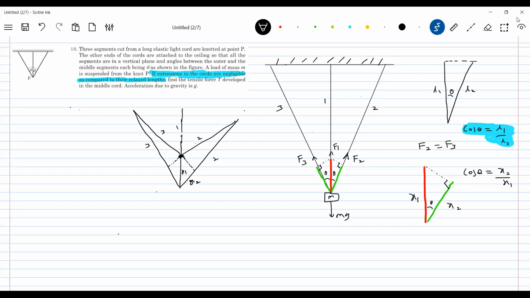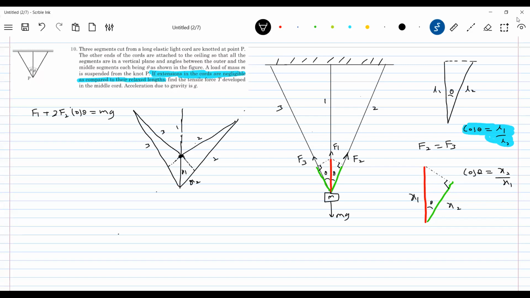I highlighted that particular word. You have to look at the English part really, very important here. So F1, so F3 equal to F2, no? Therefore F1 plus 2F2 cos theta should be equal to mg. So there's one equation.